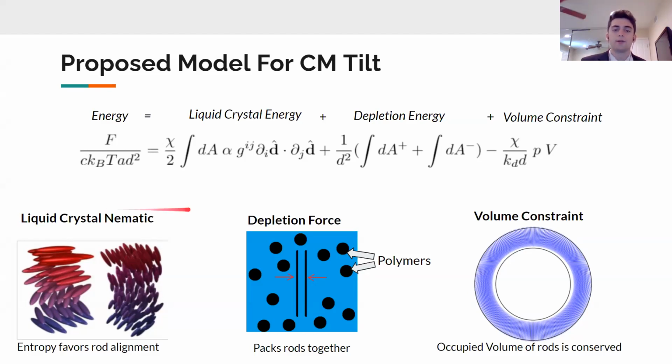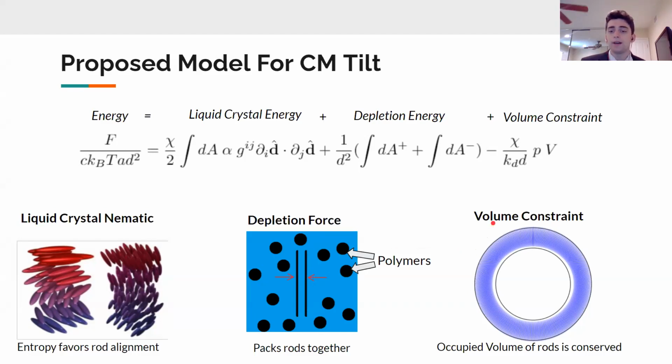Next, we have our depletion force. In our dextran solution, we have these polymers that are floating about, and occasionally they hit these rods and they bounce off of them, and this produces an osmotic pressure. And this osmotic pressure is what's responsible for giving these colloidal membranes the property to self-assemble, so it wants to make these rods pack together.